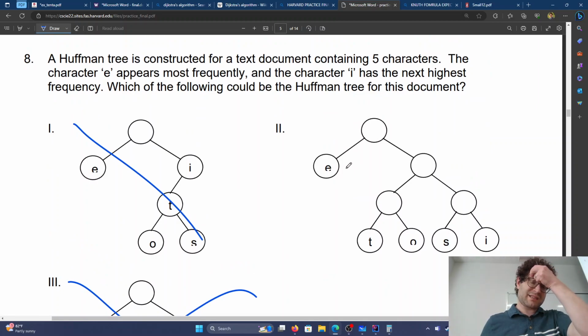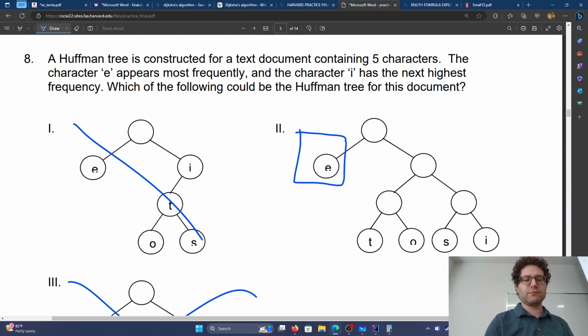Well, it says, which of these could be a Huffman tree? So it could be this one. What this would need to be is, and all we have to find is one example where this could be true. And I think I've got it.